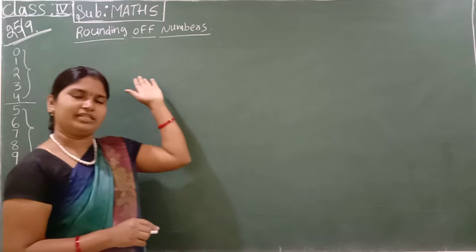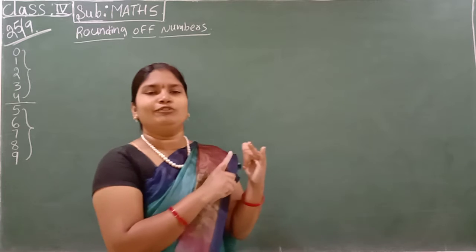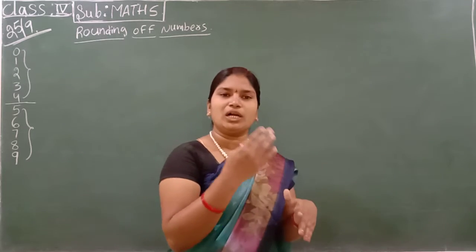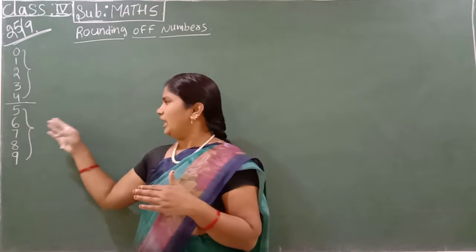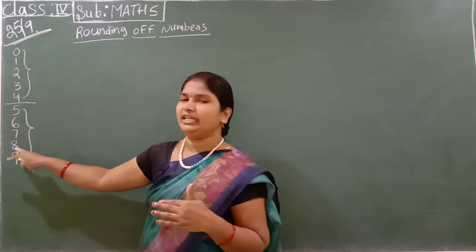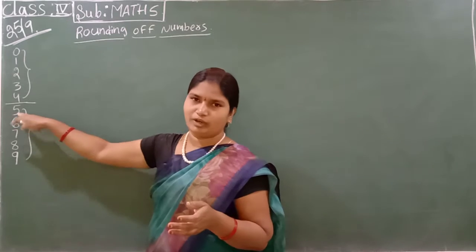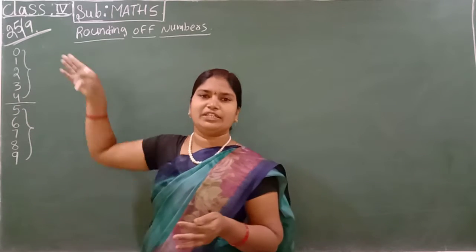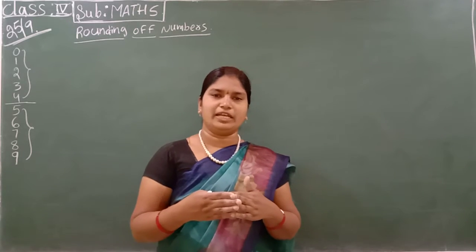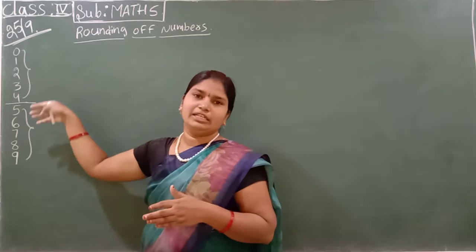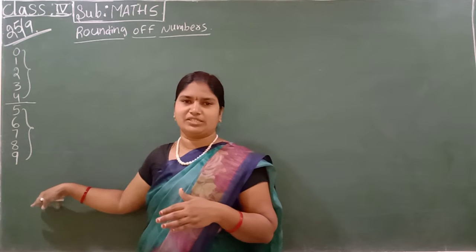The numbers less than 5 are 1, 2, 3, 4. These all are small numbers compared to 5. And the remaining 6, 7, 8, 9 are all big numbers compared to 5. First I wrote all the one digit numbers and made two groups: less than 5 and greater than 5.